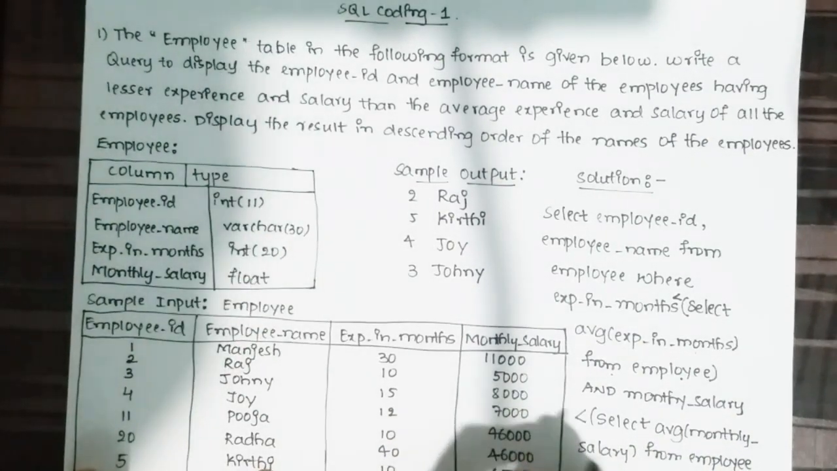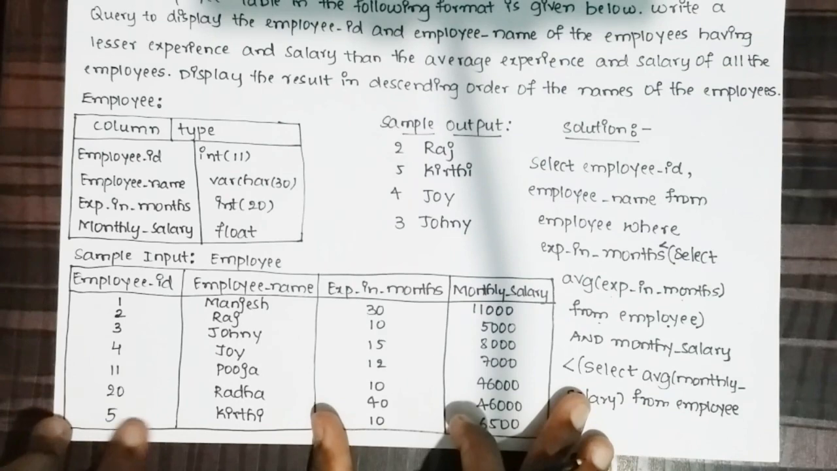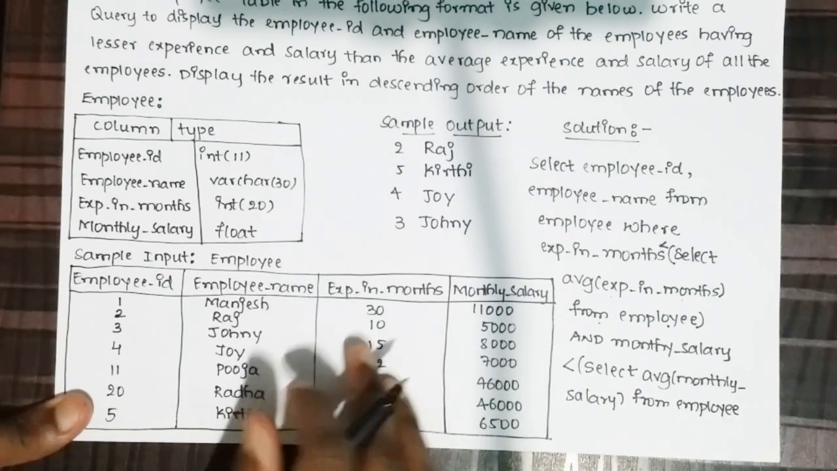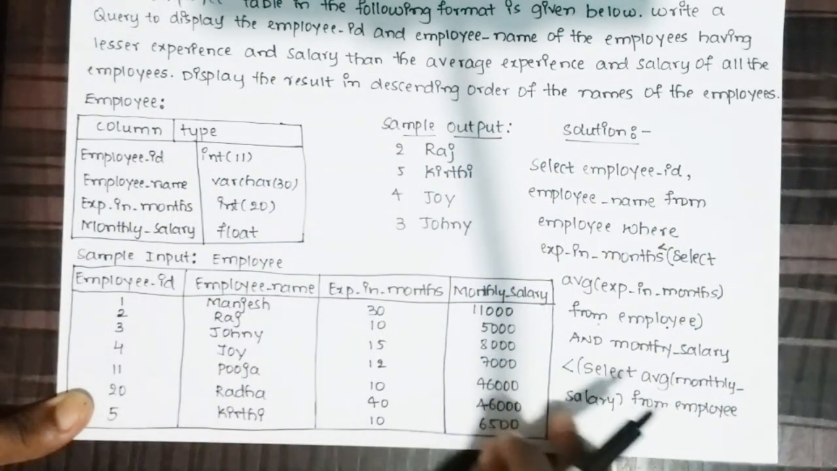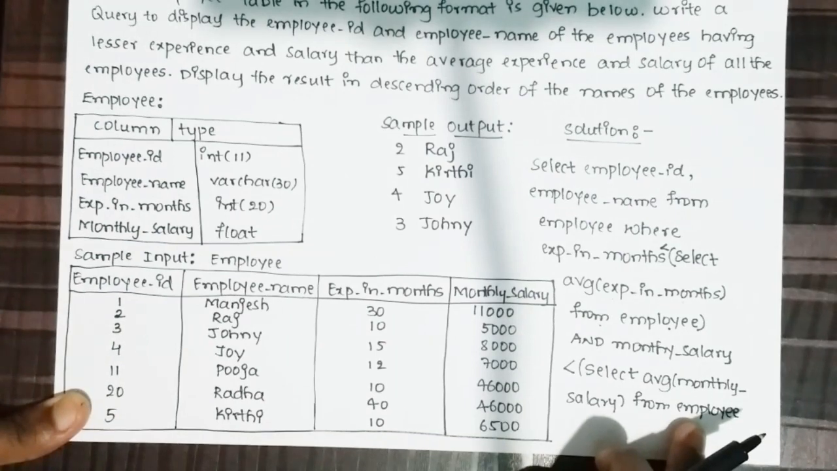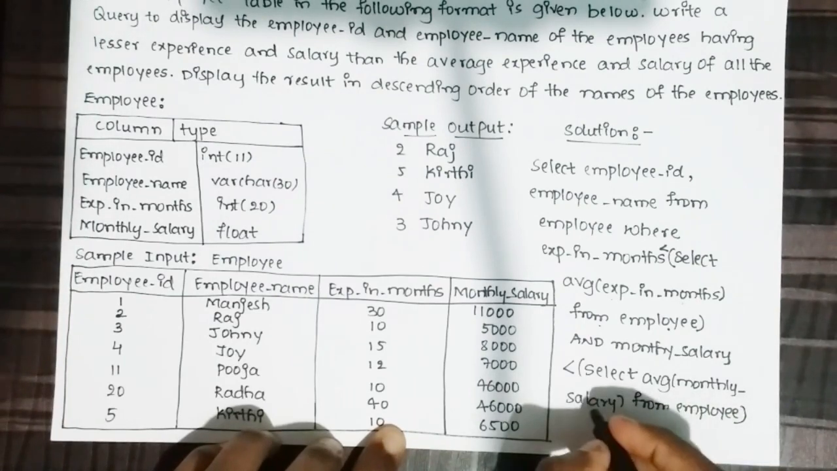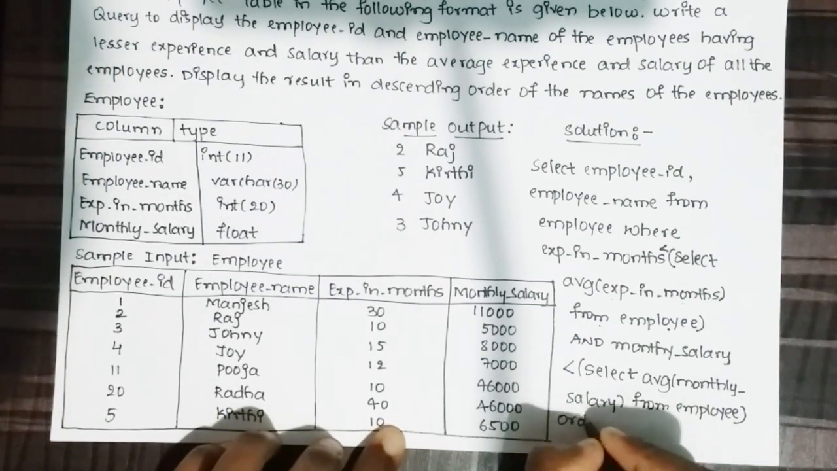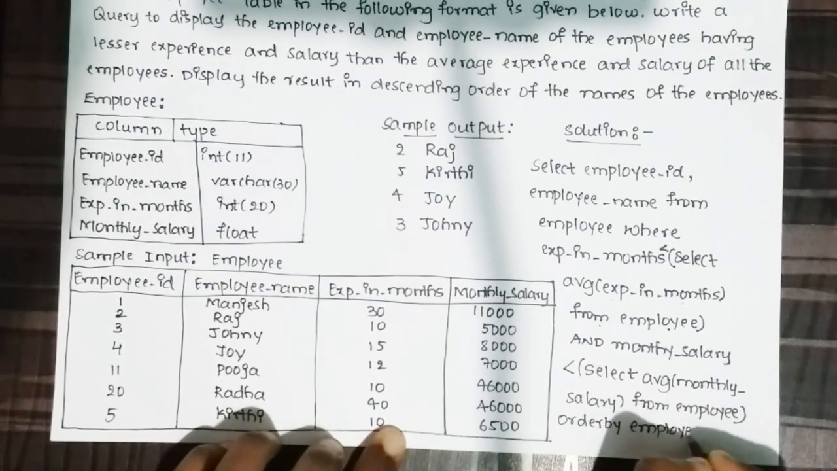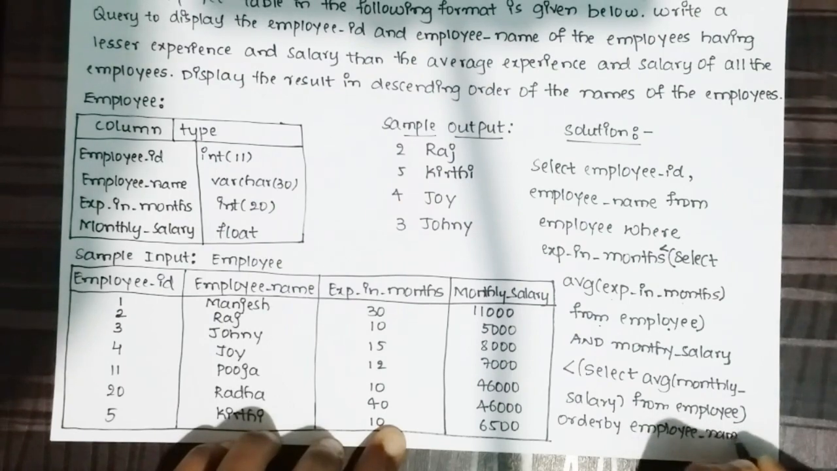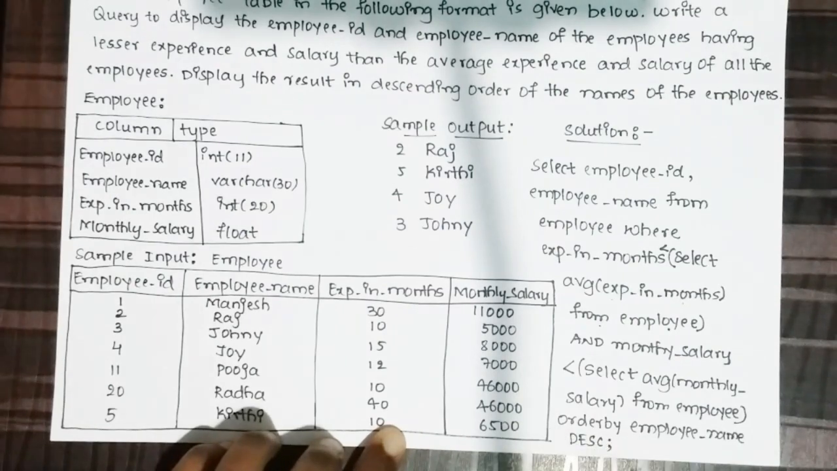And again they have also mentioned one thing, that is you need to display the result in the descending order of the names of the employees. So after from employee, you are going to display it in the descending order. Therefore you are going to write order by employee underscore name in descending order, followed by the semicolon.